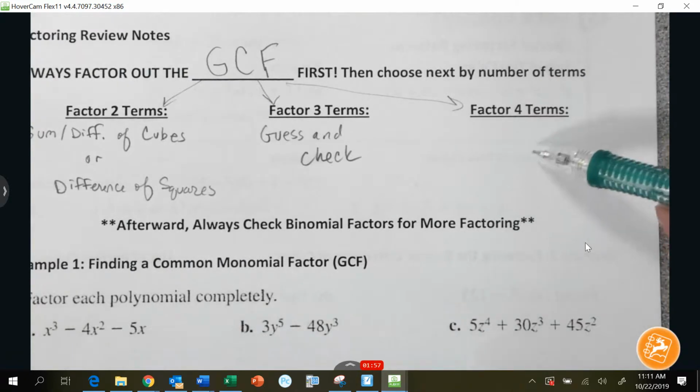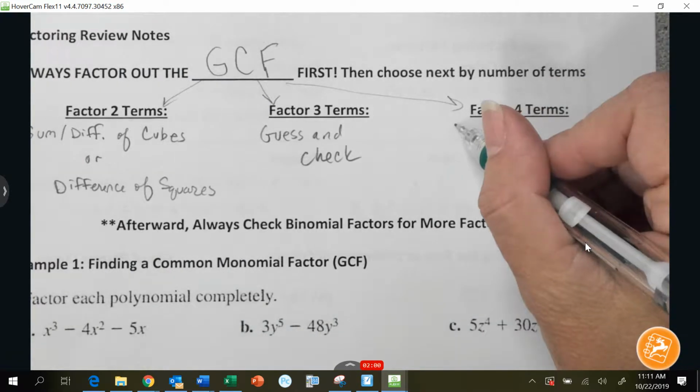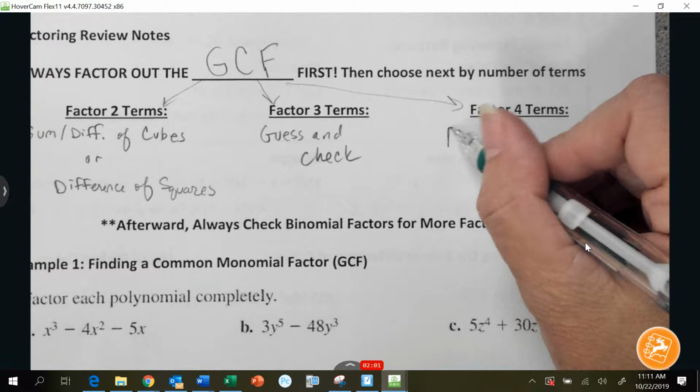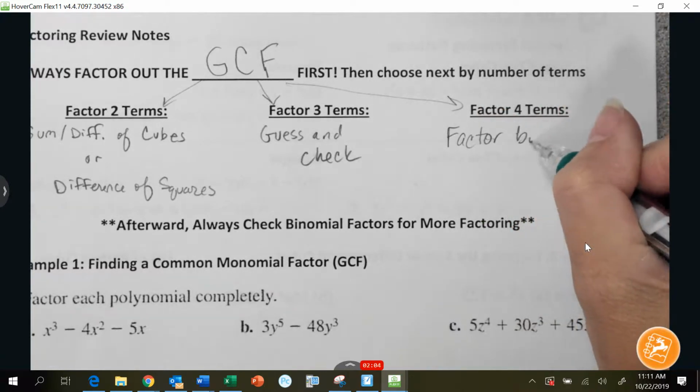And then for factoring four terms, we will call it factor by grouping. We will do factor by grouping.